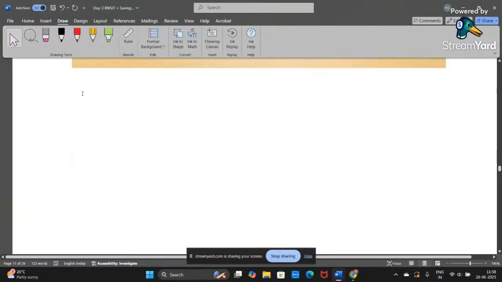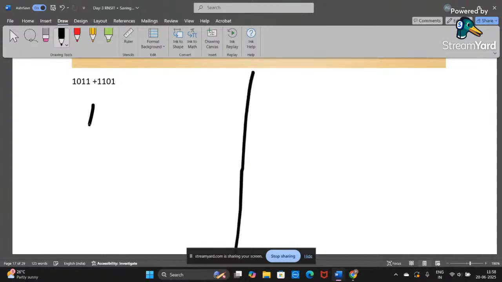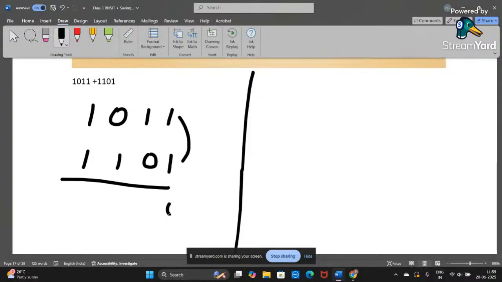We'll take an example of other numbers. 1, 1, 1, 0, 1, 1 plus 1, 1, 0, 1. Okay. 1, 0, 1, 1, 1, 1, 0, 1. First, we need to check that you have written the values properly. Okay. Now, 1 plus 1, it is 10. You have to keep the 0 here and 1 should be carried forward to the next one.